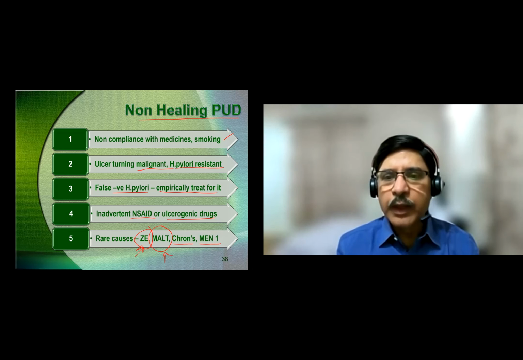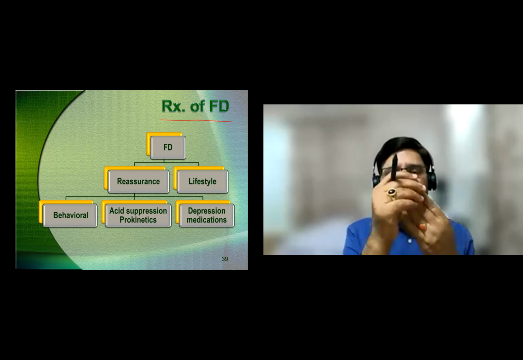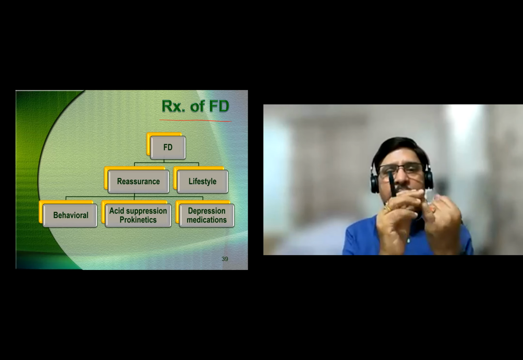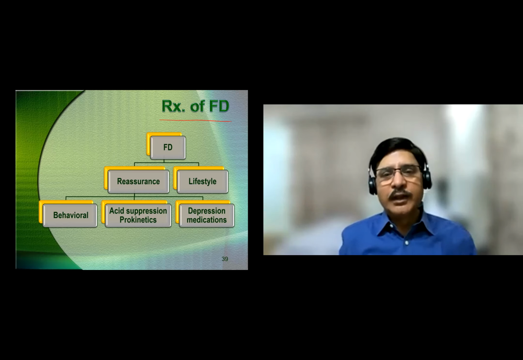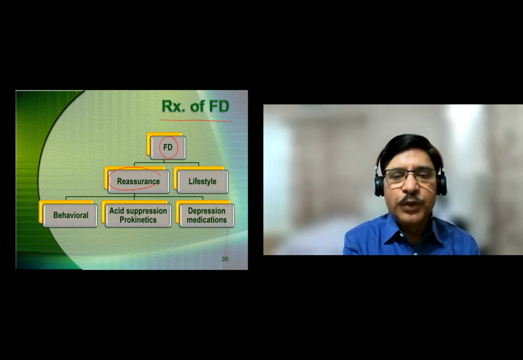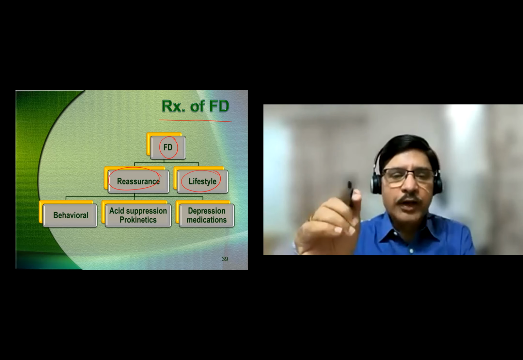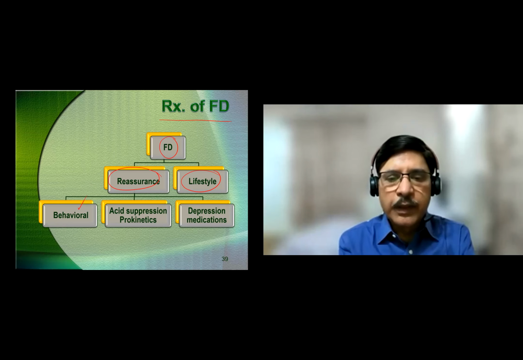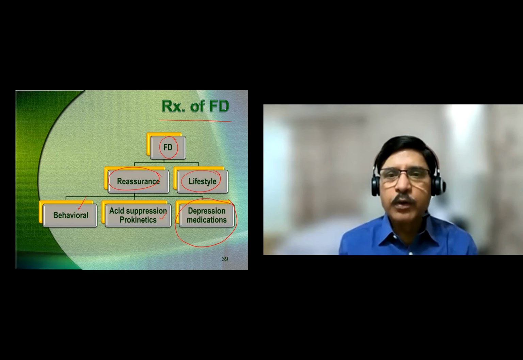Then we are left with functional dyspepsia. What is functional dyspepsia? There is no ulcer disease, no chronic gastritis, no GERD, no malignancy, no peptic ulcer, no gastric ulcer. Patient still complains, I'm having pain. What is that? Something is wrong here. That is functional dyspepsia. Reassurance and lifestyle. Today, 20% of people have functional dyspepsia. Behavioral counseling, acid suppression, prokinetics, and antidepressants are very important to treat these people.